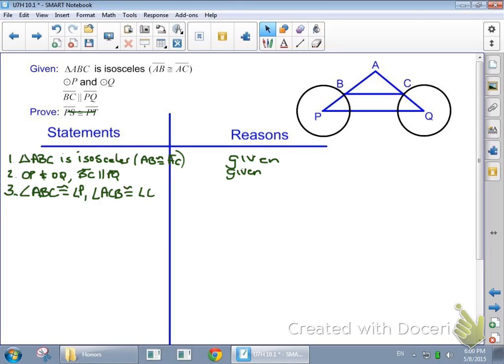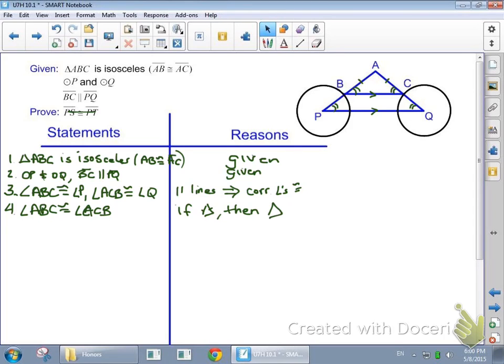So I have to go ahead and mark my picture, which I think I forgot here. There we go. And I know that angle ABC is congruent to angle P, and angle ACB is congruent to angle Q. Because if I have parallel lines, then I know my corresponding angles are congruent. Therefore, I have angle ABC is congruent to angle ACB, because if I have those two congruent segments, then I know I have the congruent angles, my isosceles triangles. And therefore, I have angle P is congruent to angle Q.